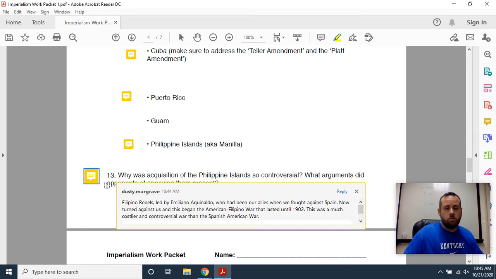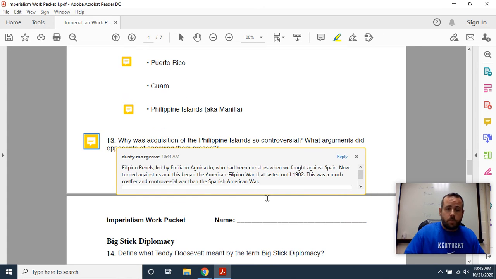The last question on this note sheet says, why was the acquisition of the Philippine Islands so controversial? Filipino rebels, they were led by this guy, Emiliano Aguinaldo. They had been our allies when we fought against Spain. When we were fighting against Spain, the Filipinos were on our side. However, now they turned against us because America did not grant them their freedom. We never made the Philippines a promise like we made Cuba.